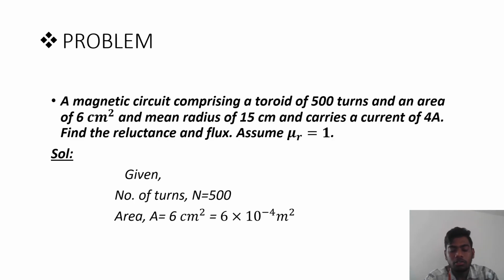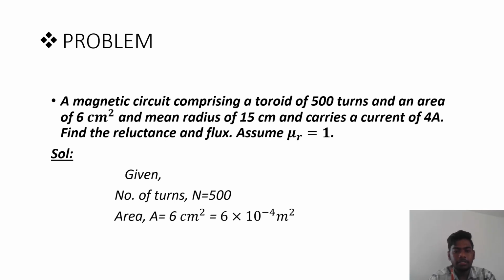And now I am going to solve a problem for CA2. The problem is: a magnetic circuit comprising a toroid of 500 turns and an area of 6 cm square and mean radius of 15 centimeters carries a current of 4 amperes. Find the reluctance and flux. Assume mu r equals 1. Mu r means the relative permeability equals 1.